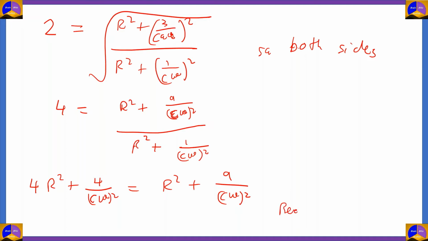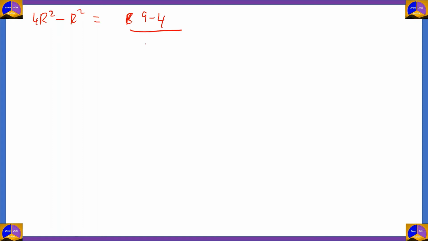What we now do is we rearrange the terms of this equation. So therefore, we get 4R square minus R square is equal to (9 minus 4) divided by (C omega) the whole square. So now it's 3R square equals 5 divided by (C omega) whole square. We'll put R square to the right-hand side, 5 to the left-hand side. So basically it's cross multiplication.